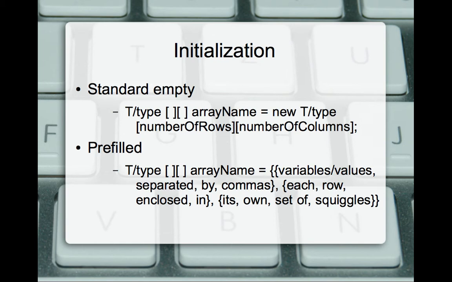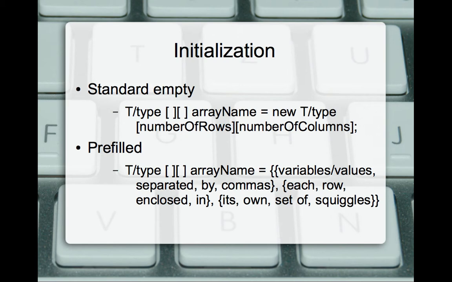In this case, I have variable / values, separated by commas, enclosed in squiggles for the first row. The second row of that array is each row endorsed, enclosed in squiggles for the second row. Third row, its own set of squiggles, close squiggle, close squiggle.